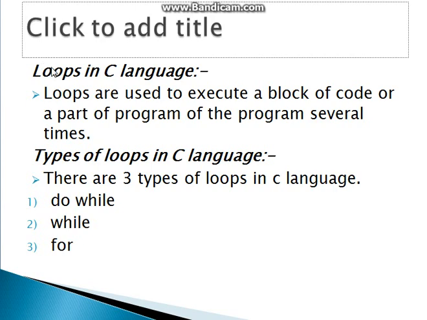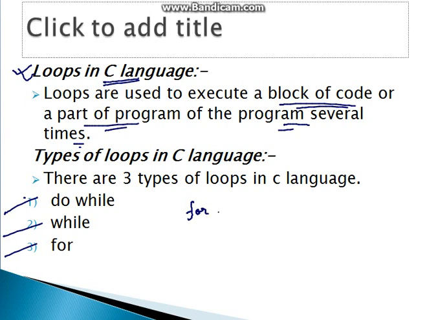Hello friends, now we're going to see the loops in C language. Loops are used to execute a block of code or a part of a program several times. There are three kinds of loops. First is do loop, second is while loop, third is for loop. For any kind of program you need to get into the loops.